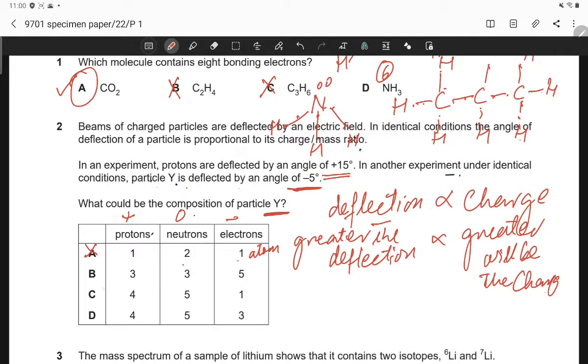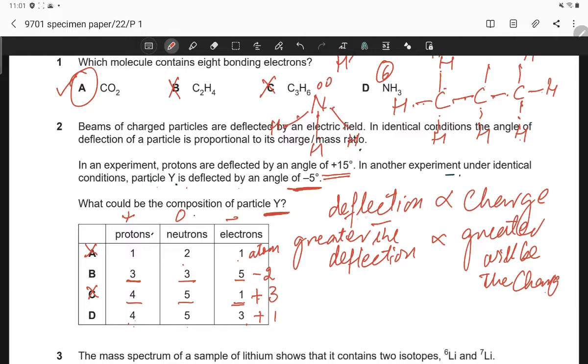So B is 3 protons, 3 neutrons, 5 electrons. It means this particle carries minus 2 charge. C is 4 protons, 5 neutrons and 1 electron. It means it has plus 3 charge. This is also incorrect. This is 4, 5, 3, so it means it is getting plus 1 charge.